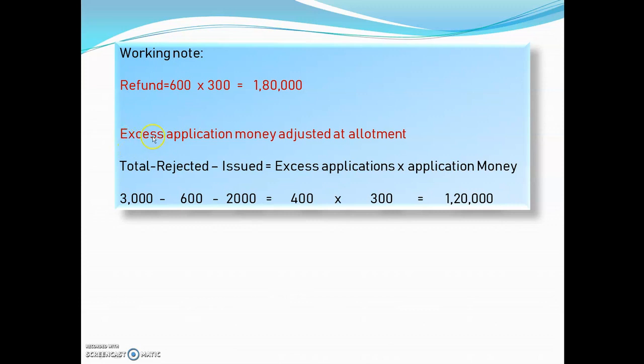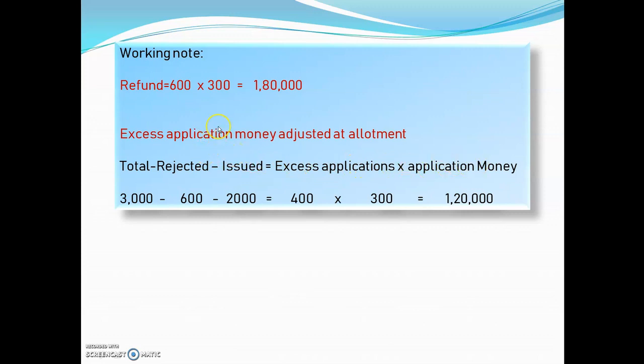And the second working note is the excess application money adjusted at the allotment. So first we have to take the total amount. Total means applications received, that is 3,000, minus rejected, that is 600, and minus issued, that is 2,000. So the total will be here 400, and we have to multiply this 400 with application money, that is 300. So the total will be here 1,20,000. Total minus rejected minus issued is equal to excess applications multiplied with application money.